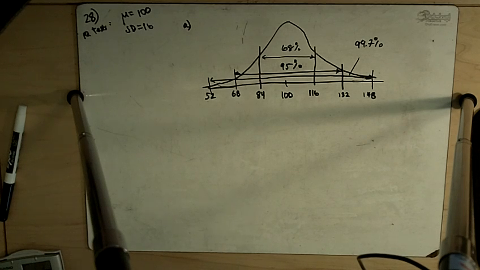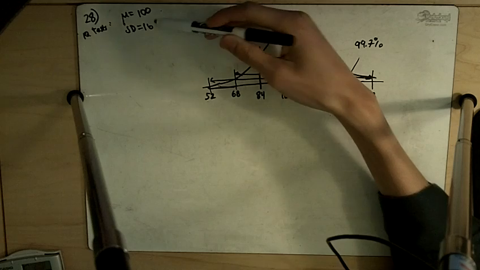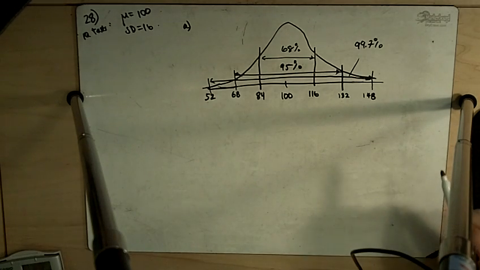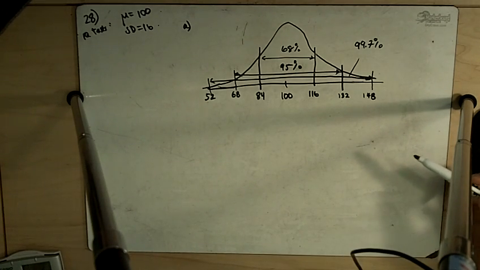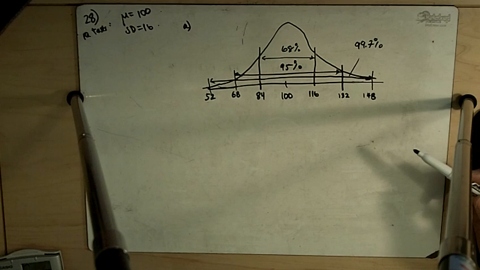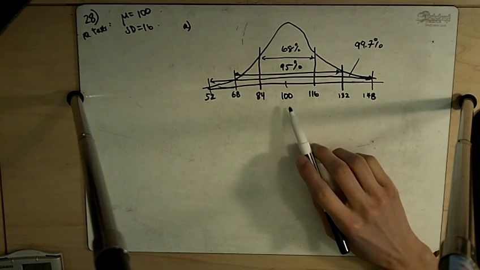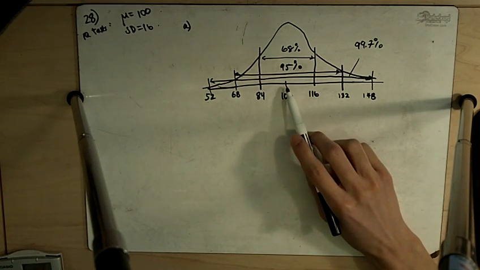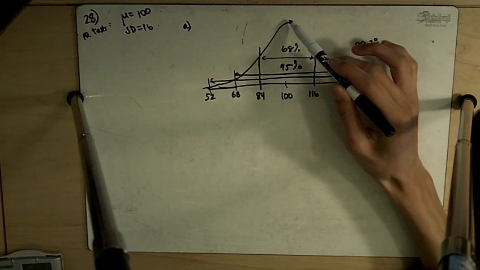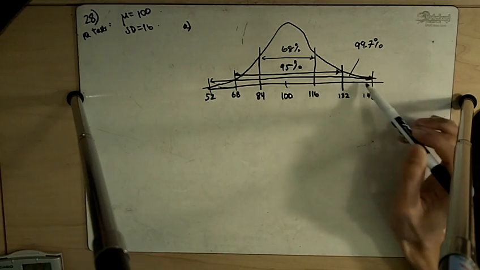This is exercise 28. It says some IQ tests are standardized to a normal model with a mean of 100 and standard deviation of 16. Part A says draw the model for these IQ scores. Clearly label it showing the 68, 95, 99.7 rule. And I've gone ahead and done that, and you can see I placed the center at 100. That's going to be the mean and the median of the normal distribution.